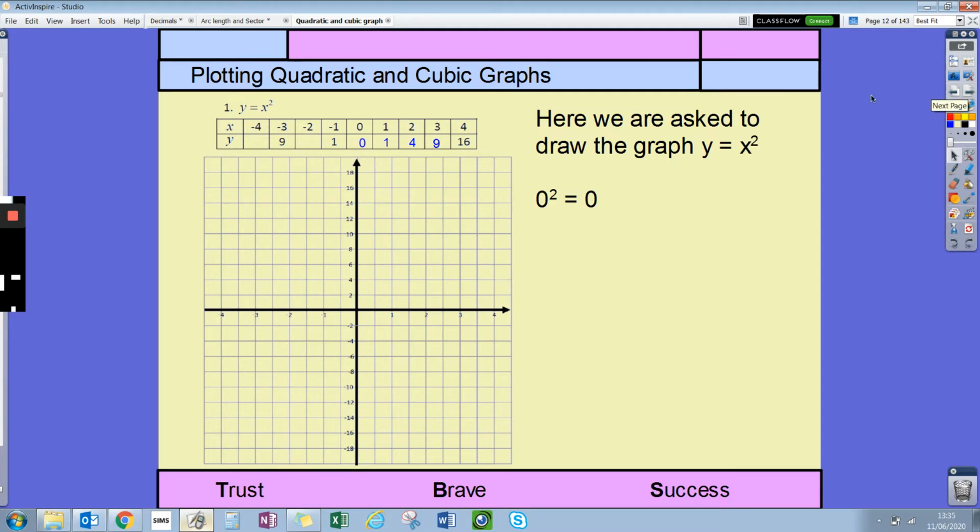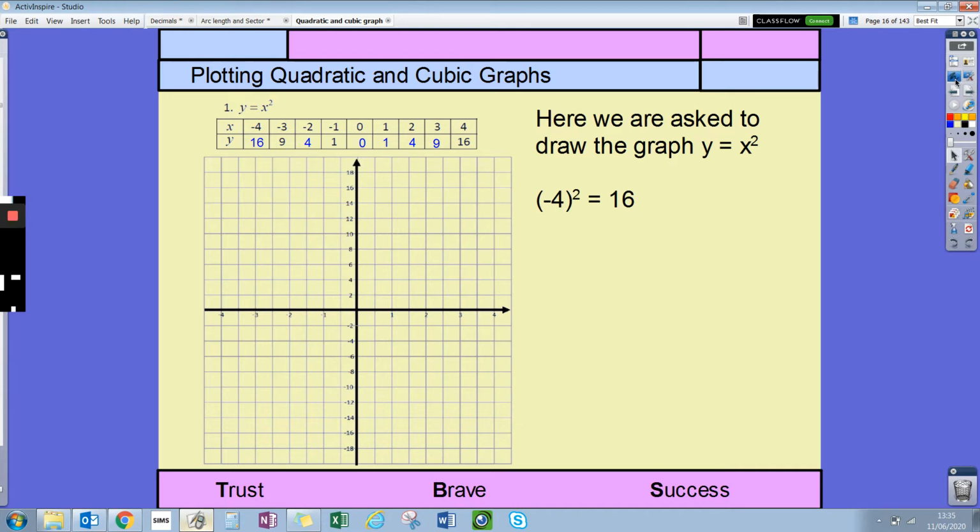And then we've got minus 2 squared because it's already done minus 1 squared for us. And remember here that minus 2 times minus 2, a minus times a minus is a plus. 2 times 2 is 4, so it's positive 4. It's done negative 3 for us, so we're going to move on to negative 4 and do negative 4 squared. Negative times a negative is a positive. 4 times 4 is 16, so it's positive 16.